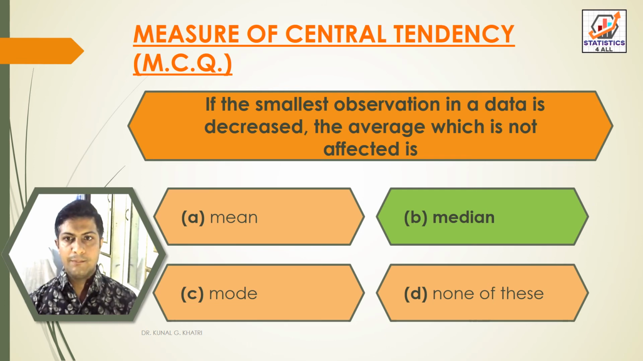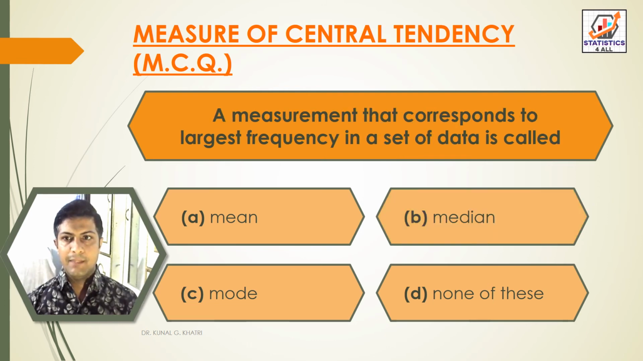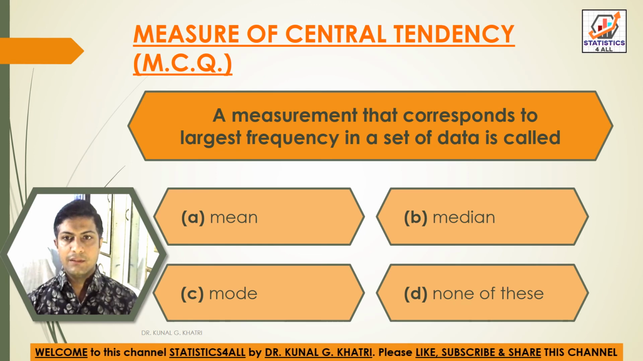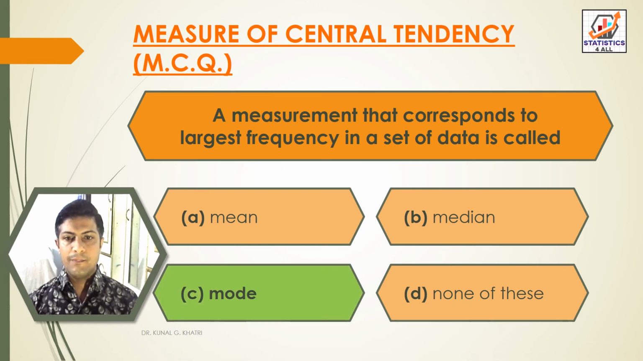Next question. A measurement that corresponds to largest frequency in a set of data is called option A, mean, option B, median, option C, mode, option D, none of these. So here we have answer option C, mode. A measurement that corresponds to largest frequency in a set of data is called mode.